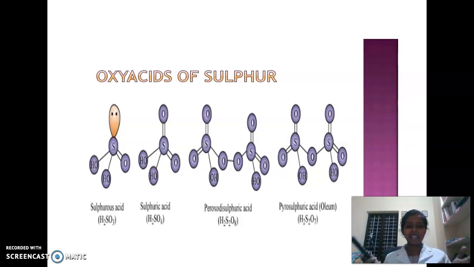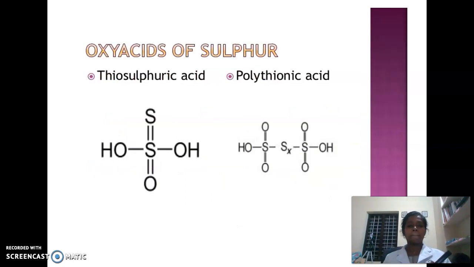So the structure is very simple. You just look at this. In the first structure, only 1 oxygen atom. In the second structure, 2 oxygen atoms are attached. Another structure, 2 oxygen atoms with 2 oxygen bridge. And in oleum, only 1 oxygen bridge takes place. So you can easily get the structure of these compounds.